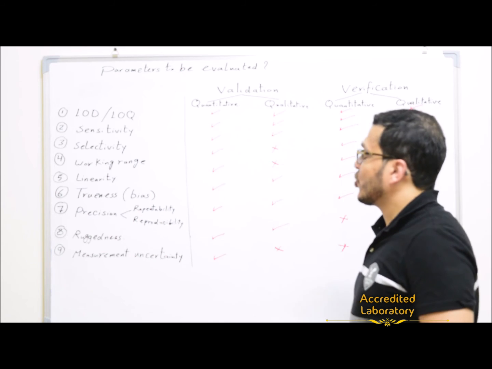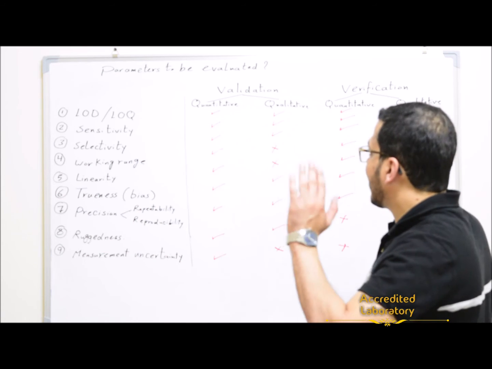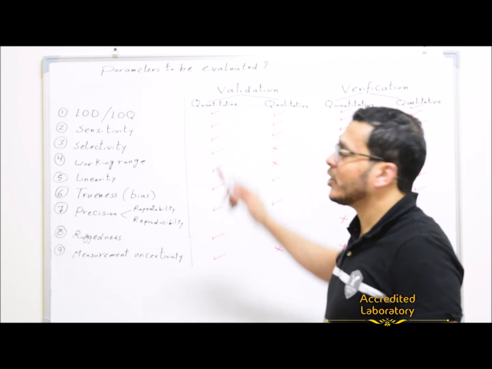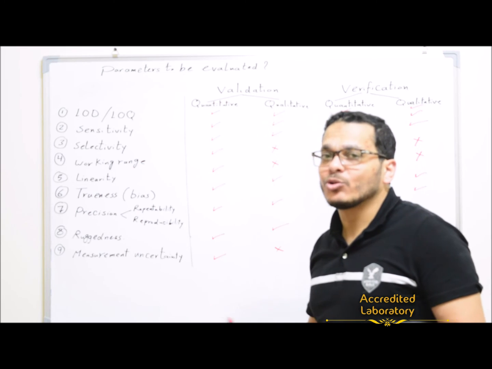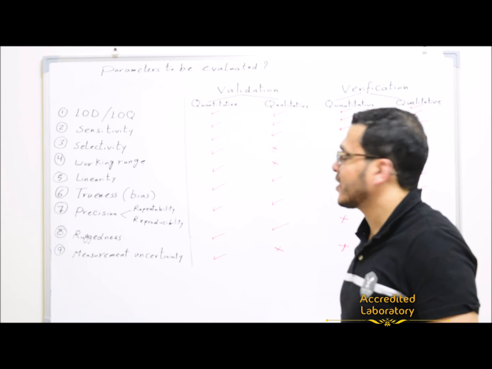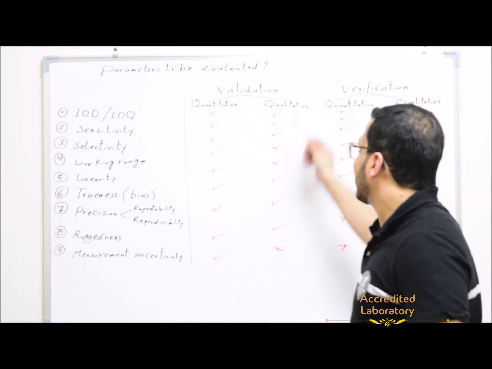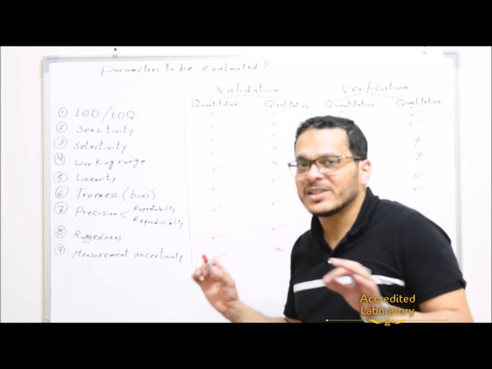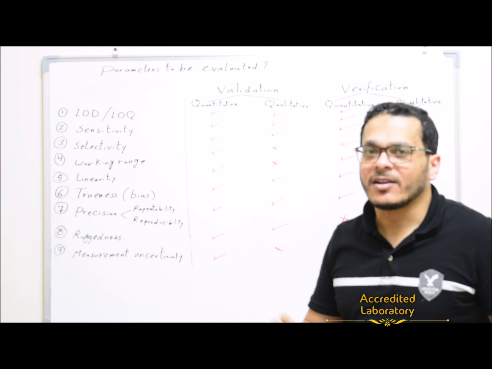In case of validation, you have in the lab quantitative and qualitative methods. Quantitative, you need to determine the amount or concentration of target analytes using a calibration curve. But in case of a qualitative method, you just need to detect the presence or absence of the analyte in the test sample.